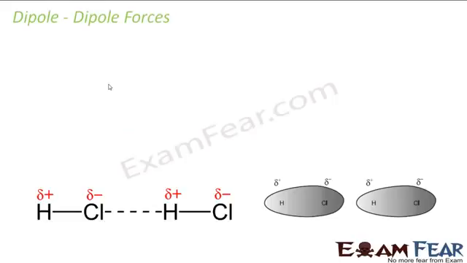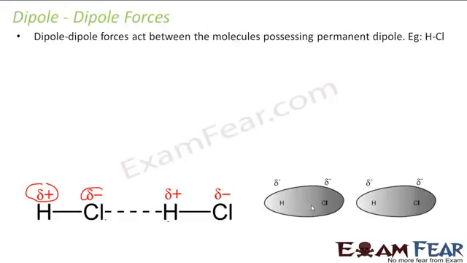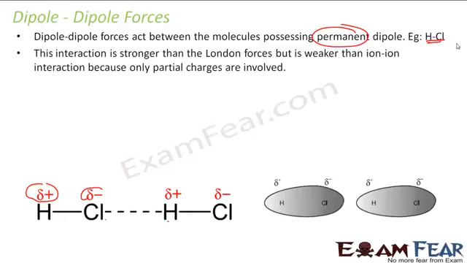Now the dipole force. I have HCl, for example. Chlorine is more electronegative, so it has a slightly negative charge, and hydrogen, being less electronegative, has a slightly positive charge. So the hydrogen of one molecule and the chlorine of another will have a force of attraction. This is called dipole force. It acts between molecules that have a permanent dipole, because HCl has a permanent dipole. We discussed these things, so I'm not discussing them in detail.